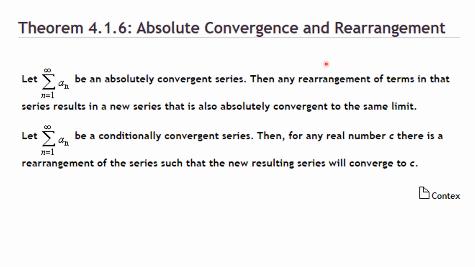And I'm going to restate the theorem all together. So again, if something is absolutely convergent, then any rearrangement results in a new series that is also absolutely convergent to the same value. It doesn't matter what order the terms are in. If something is conditionally convergent, then for any real number C, there's a rearrangement of the series such that the new series will converge to C. And again, that second part is an amazing result.